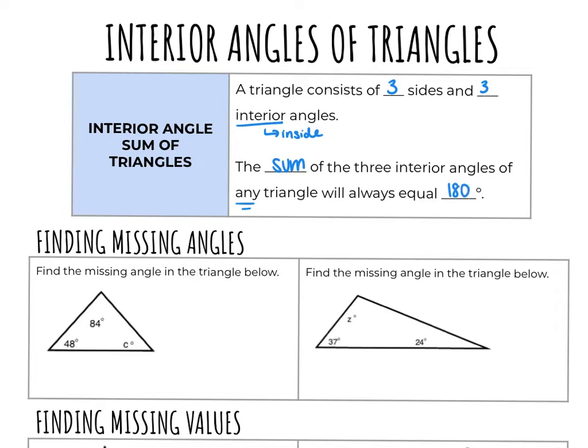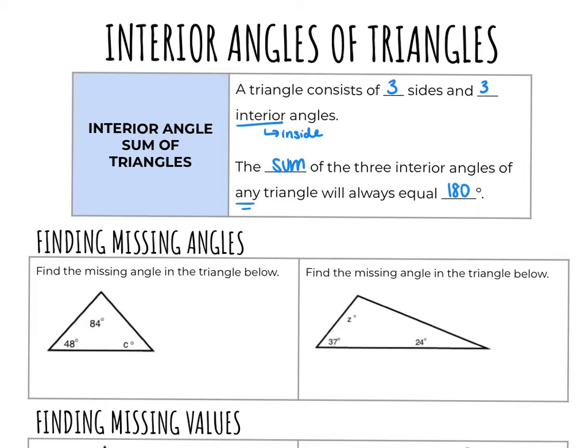In other words, take any size, shape triangle. If you add together the three angles on the inside, they will always equal 180 degrees. So we can use that information to find any missing angle from a triangle. So let's look at the first two examples.